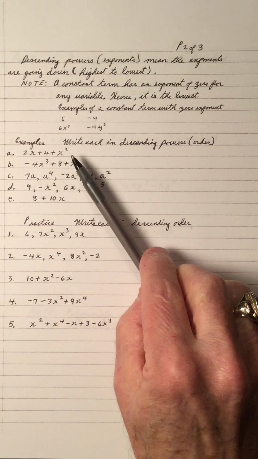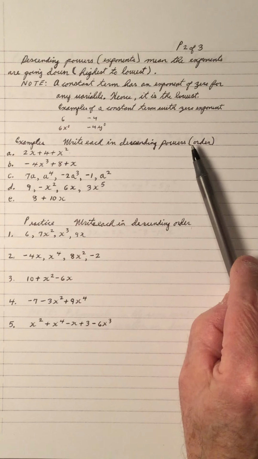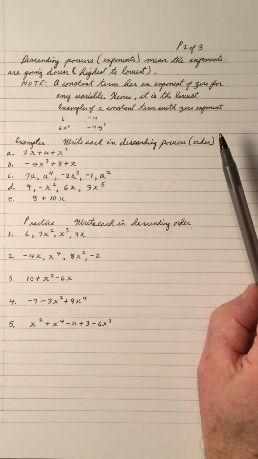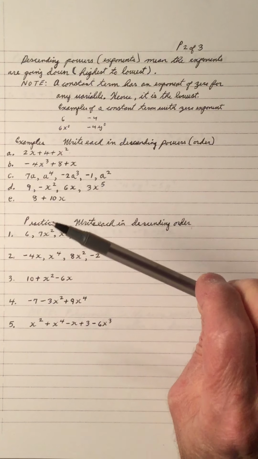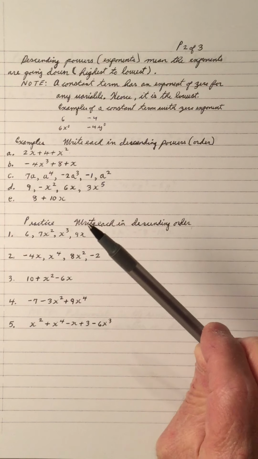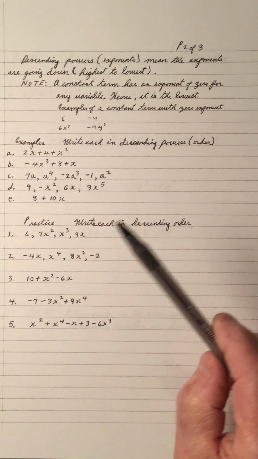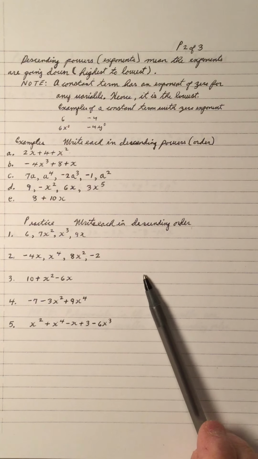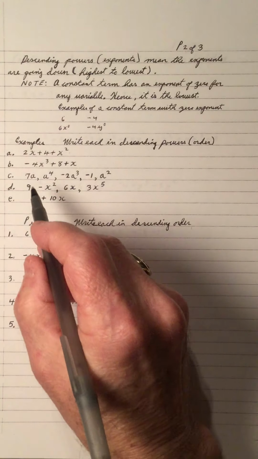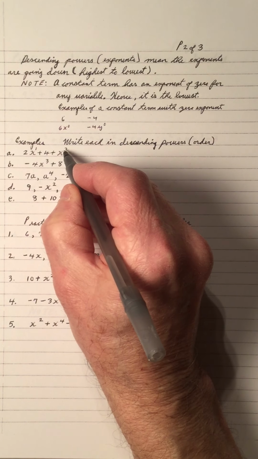Let's do some examples. Write each in descending powers, or what they call descending order. We always write polynomials in descending order, always. When you simplify them, when you add, subtract, multiply, divide, whatever you're going to do, you always put them in descending powers.